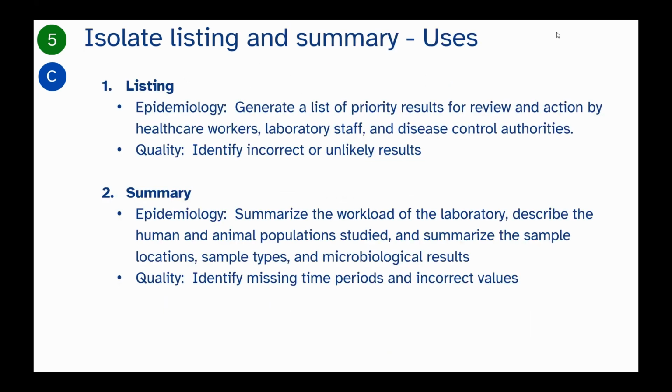So what is the value of these 2 analyses, the listing and the summary? The listing is valuable for generating a list of priority results for review and action by healthcare workers, laboratory staff, and disease control authorities. For example, a list of CRE, a list of positive blood cultures from the nursery, a list of salmonella out in the community. From a quality perspective, the analysis can help us to identify incorrect or unlikely results. For example, there might be a typing mistake in some of the dates, or in the gender, or in the antibiotic results, and you can see these results in the listing.